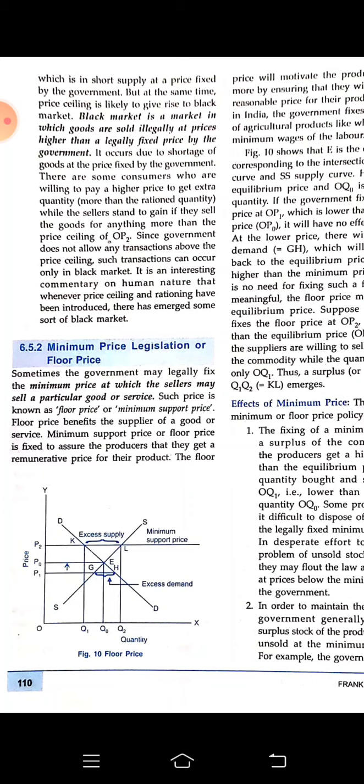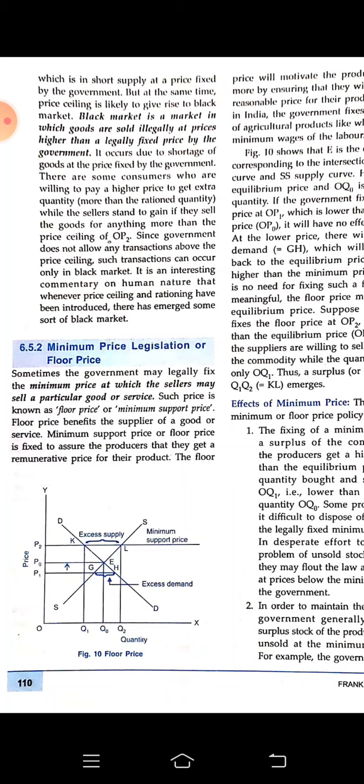So what are the effects of the minimum price? The fixing of the minimum price causes a surplus of the commodity because it won't be sold out in the market. So there will be excess supply of the product, a surplus of the commodity present in the market. In order to maintain the minimum price, the government generally purchases the surplus stock of the product which remains unsold at the minimum price support. As the producers are not able to sell it, the government, in order to maintain the price, will have to purchase these food grains.